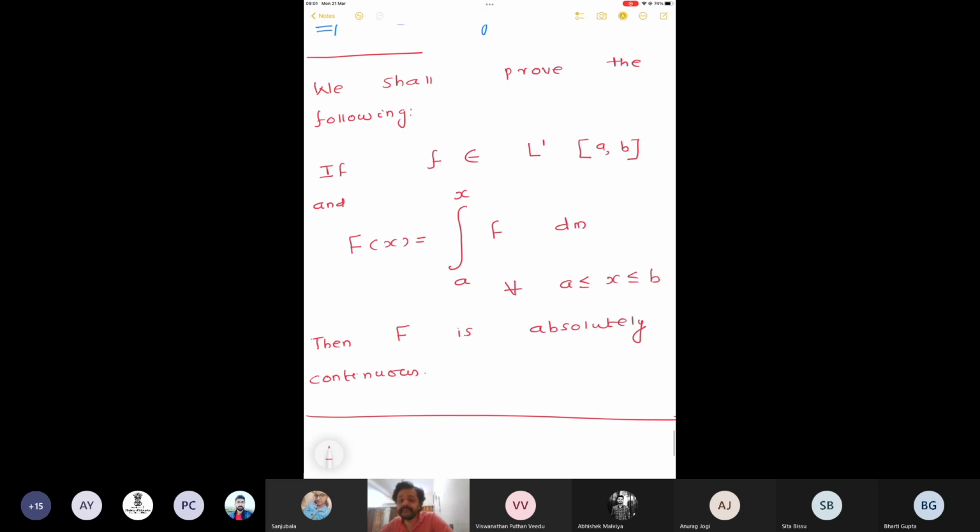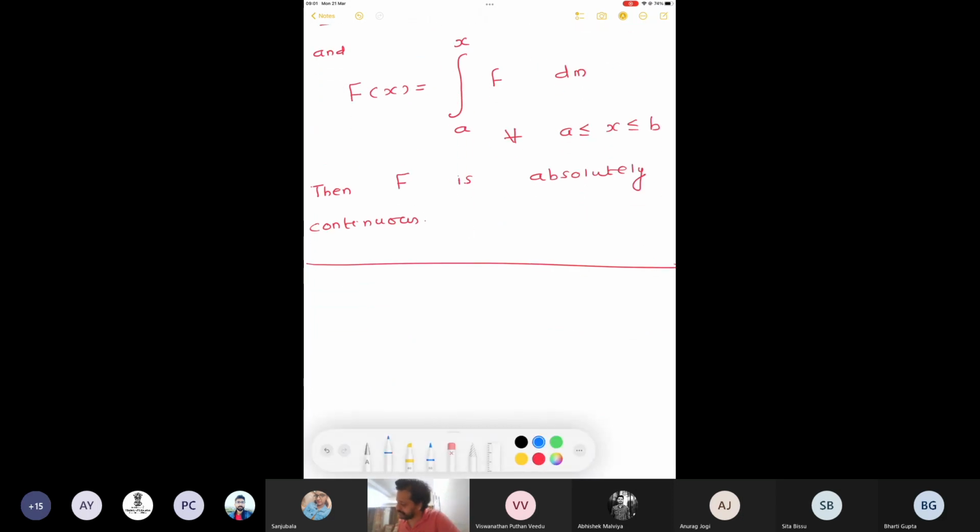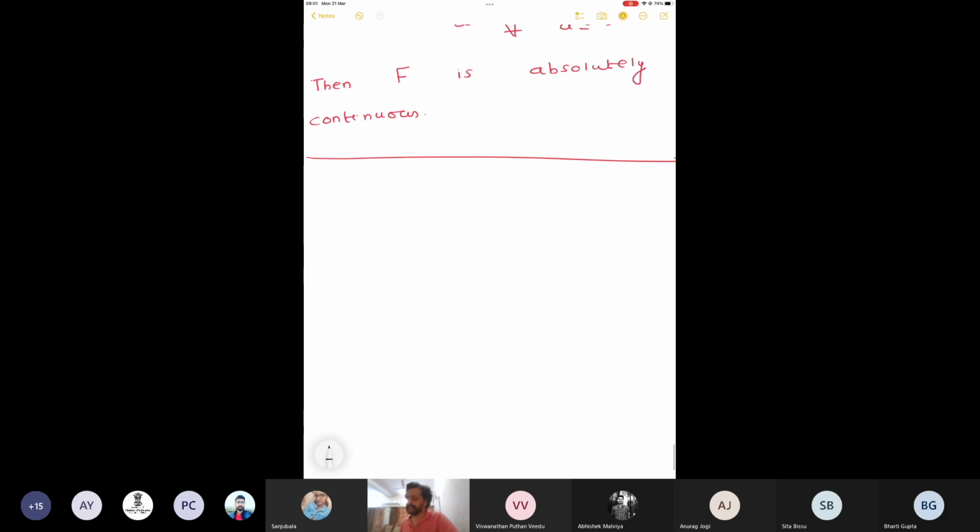So what's our next aim? Forget about the fundamental theorem of calculus for the time being. As an intermediate step, our next aim is to prove that given an L1 function, its indefinite integral is absolutely continuous. Let us prepare ourselves for this. Let us set the stage for this. Towards that, I am going to state and prove a consequence of DCT, the dominated convergence theorem.